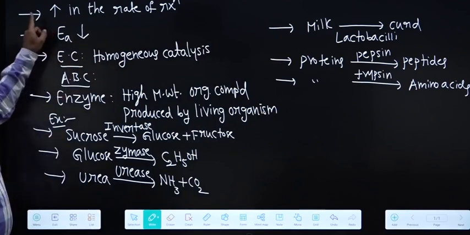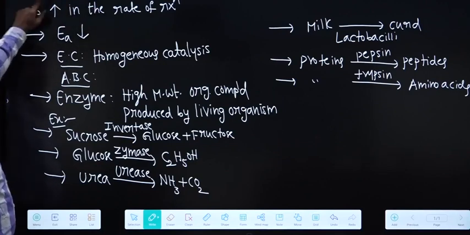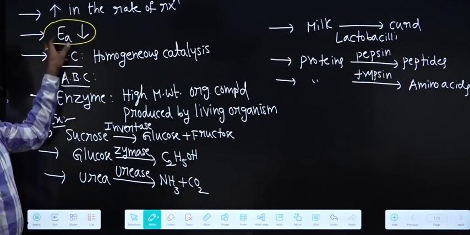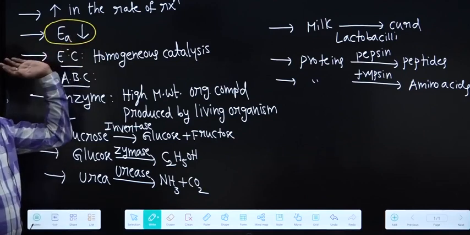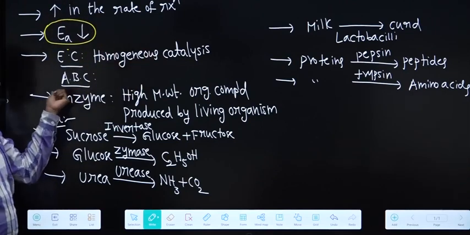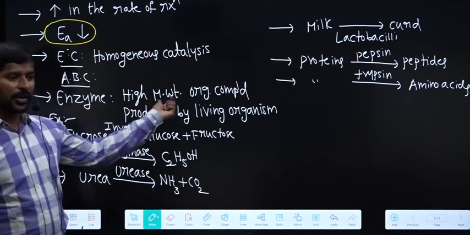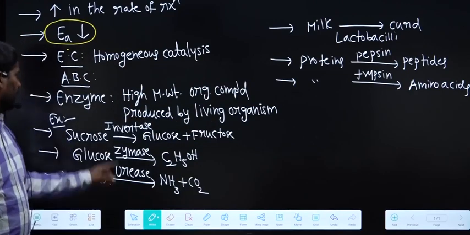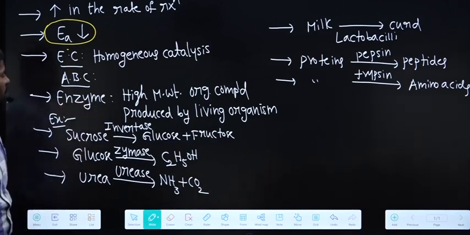So catalysis is the increase in the rate of reaction by using a catalyst. By using a catalyst, the activation energy of the reaction decreases. This question is given in many exams. That is why the rate of reaction increases. Enzyme catalysis comes under homogeneous catalysis. One more example of homogeneous catalysis is acid-base catalysis. Enzymes are biomolecules or high molecular weight organic compounds, produced by living organisms. They catalyze many biological reactions in our body.